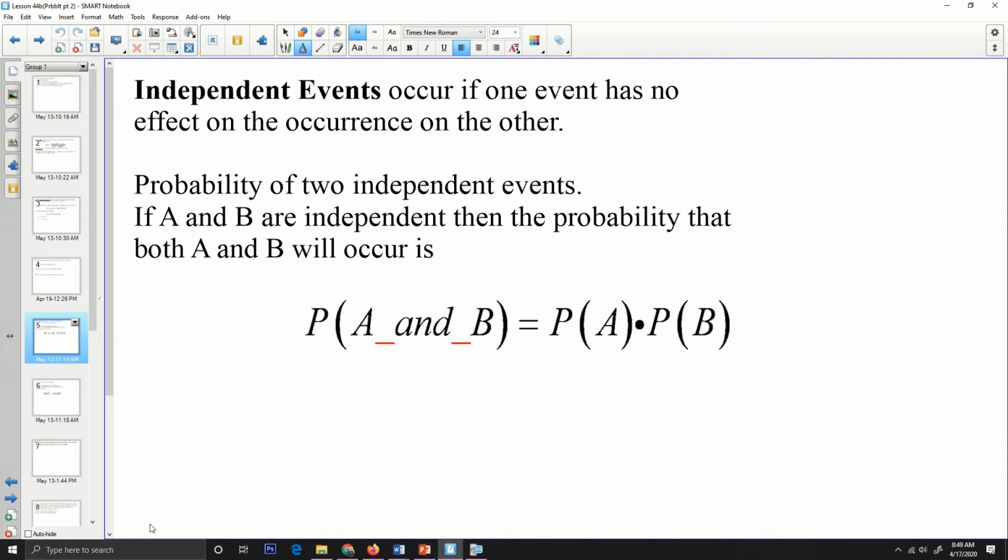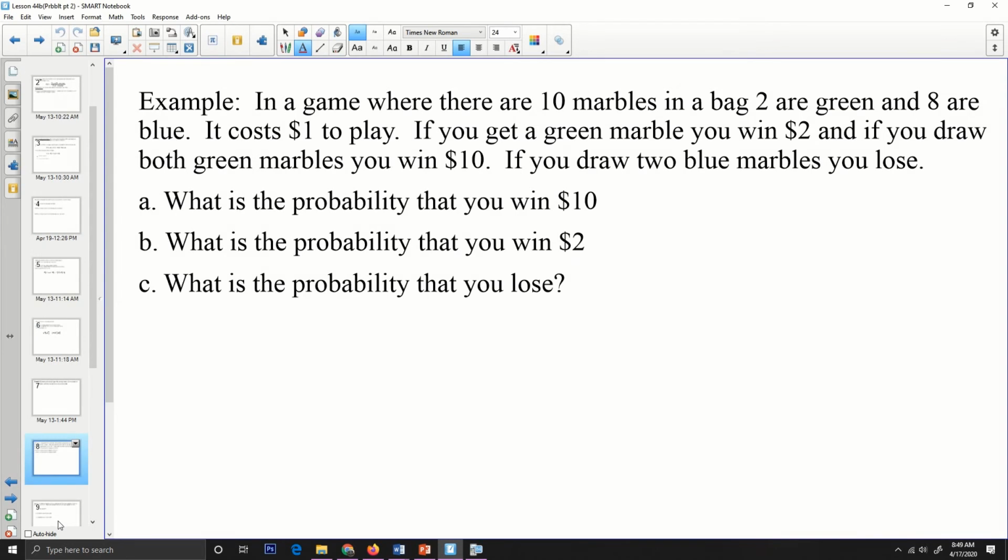All right. So here's my first thing, and I've just made up a game. In a game, there are 10 marbles in a bag. 2 of those marbles are green, and 8 of those are blue. It costs $1 to play. If you get a green marble, you win $2. If you draw both green marbles, you win $10. And if you draw 2 blue marbles, well, then you lose. So the first part, part A, says, what is the probability that you win $10?